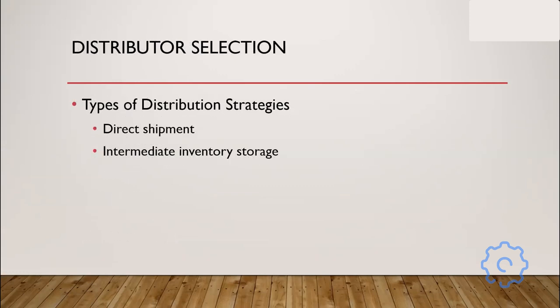So, distributors. When you look at a distributor, there are 2 types of strategies that we look at. One is a direct shipment strategy, where you basically deliver from point A to point B in the fastest time possible with no intermediaries. The intermediate inventory storage strategy uses several nodes to work as either inventory control points or as transfer points using things like cross-docking, which we will cover in more detail later in the class, to move inventory more flexibly across multiple end users or retail stores.